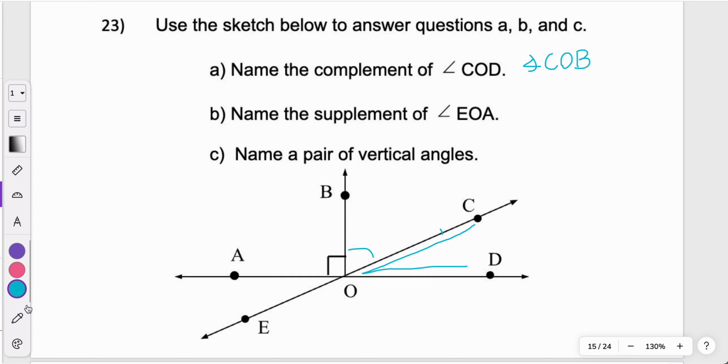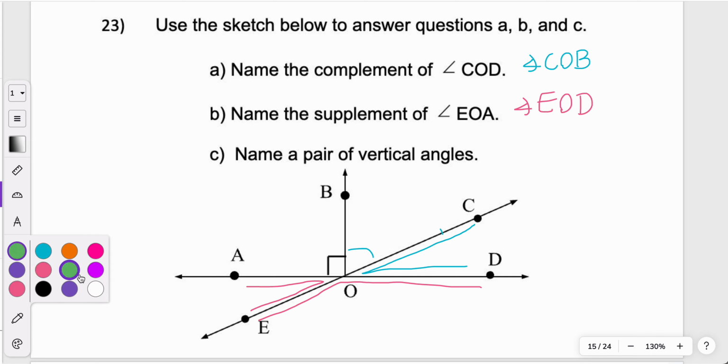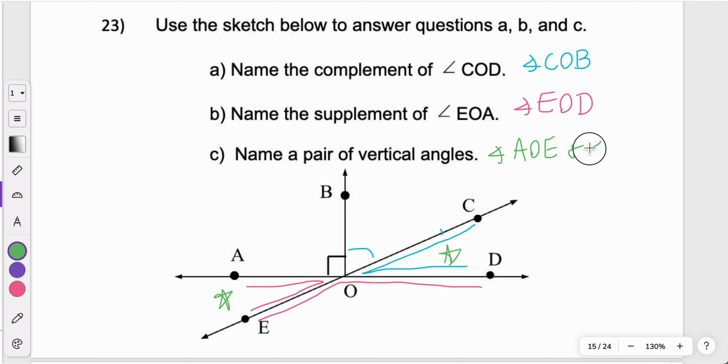The supplement of EOA, here's EOA. So the supplement of that, 180 degrees, would be EOD, so angle EOD. And then a pair of vertical angles, you just need to make sure they are congruent and opposite. I would say this angle and this angle are both of those things. So angle AOE and angle COD.